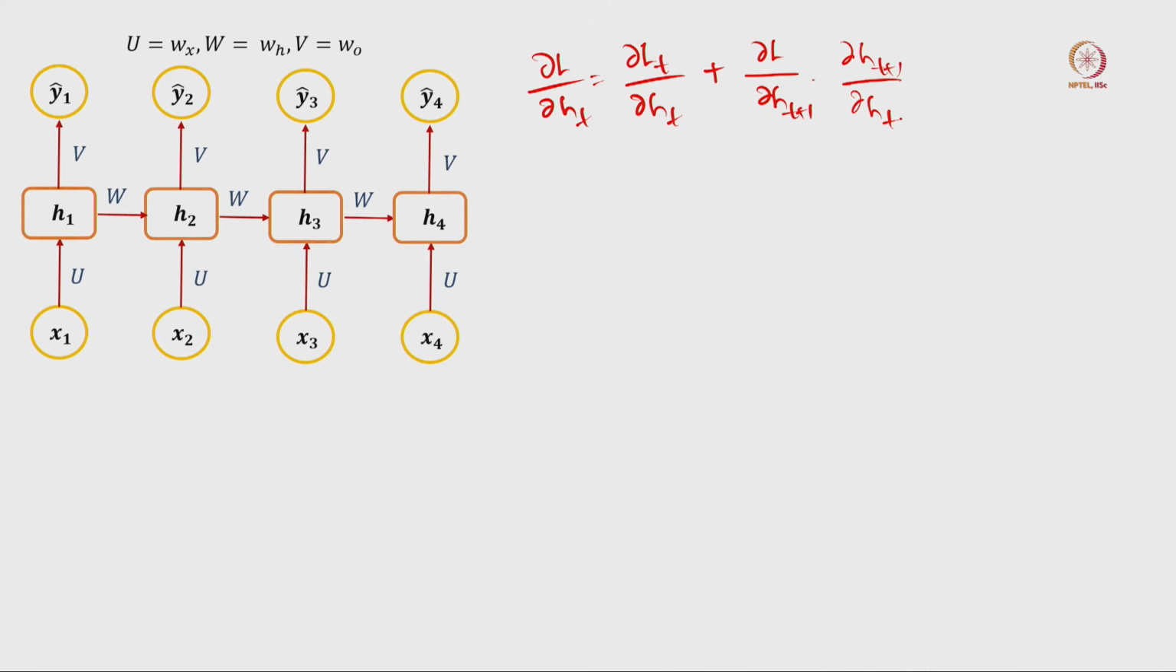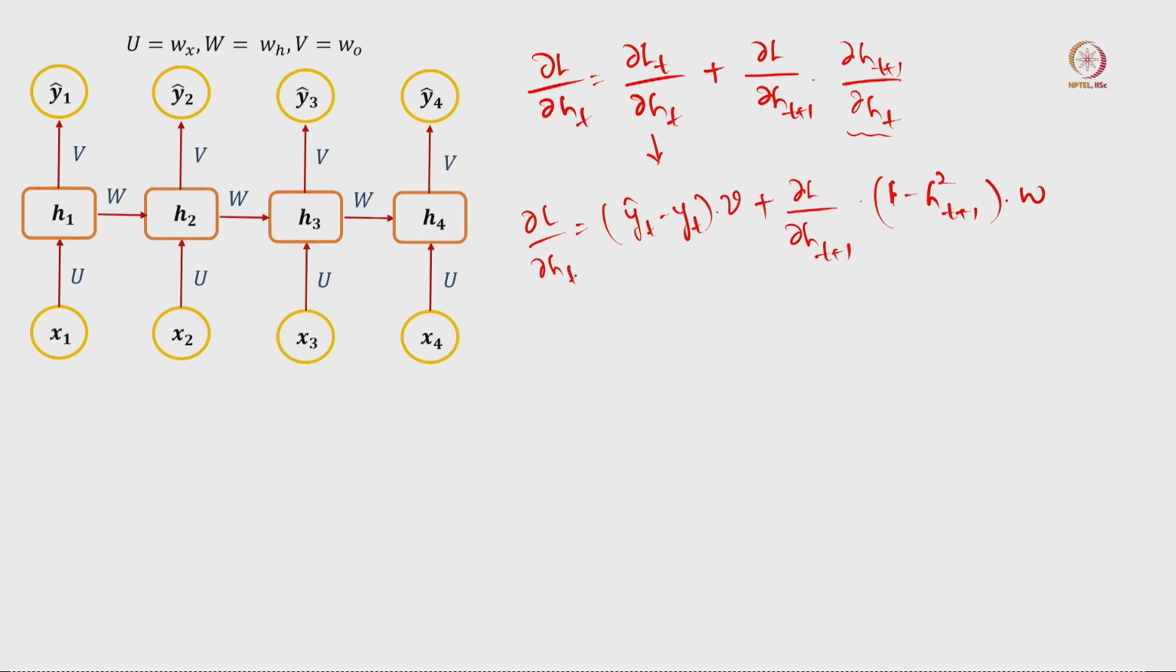Now, what is our ultimate aim? The aim is to find out the derivative of loss with respect to W. Since there are so many terms, let us rewrite this: the value is (yt hat minus yt) multiplied with V, and this term we have still not calculated, so we are writing it as it is. We have calculated this term, and this is (1 minus h t plus 1 square) into W. What is this? This is the derivative of loss with respect to h t.